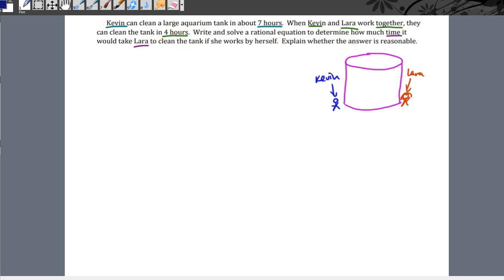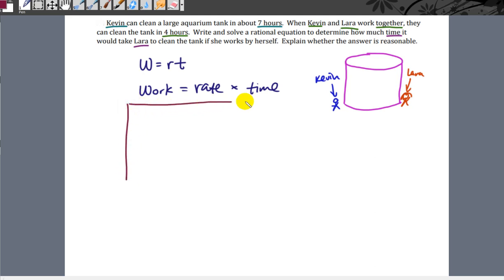Okay. So first I just want to demonstrate what I showed you guys in class. Recall that we have work equals rate times time. We're going to use this in some sort of form to try and solve this. So first let's create a little table. We have work equals rate times time, and I'm going to draw a nice little box here just so you can see what is happening.